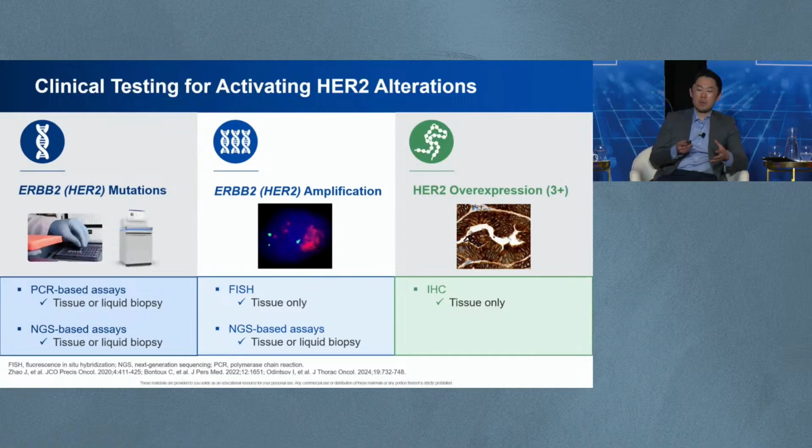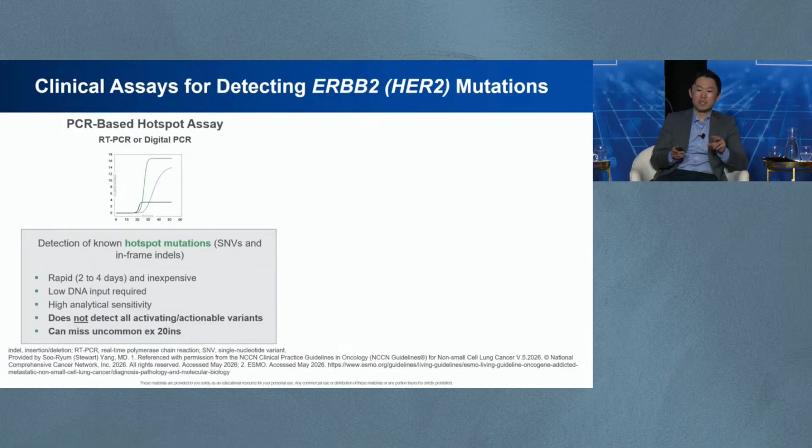And so now we know that these are really important. How do we think about actually testing for these mutations and alterations in the clinic? For the mutations, we can think about PCR-based assays as well as NGS using tissue and/or liquid biopsy. For the amplification, we can think about FISH and/or NGS. And then for HER2 overexpression, we have to use IHC. So I'll focus on both the mutations and the overexpression, because that's what we have the approvals for.